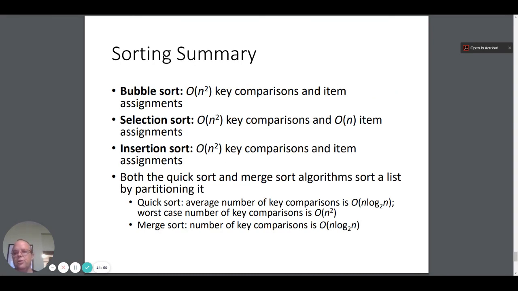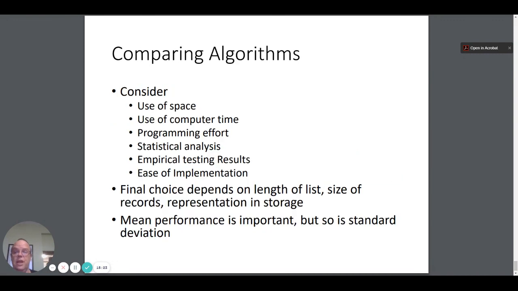Sorting summary: bubble sort, selection sort, and insertion sort are all O of n squared key comparisons, with selection sort having O of n item assignments and the others having O of n squared item assignments. Quicksort and merge sort work by divide and conquer, partitioning the list. With quicksort, the average number of key comparisons is n log n, and the worst case number of key comparisons is O of n squared. With merge sort, the number of key comparisons is always O of n log n, which is a nice property to have.